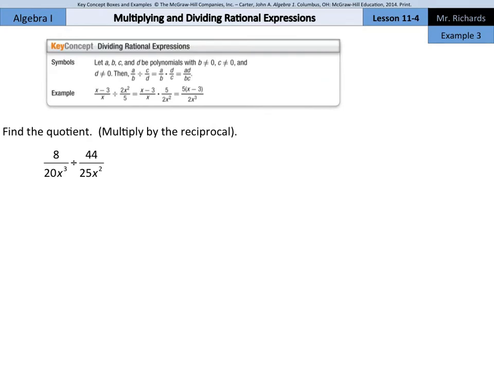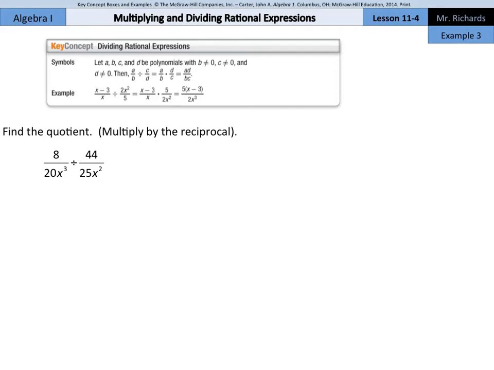Remember back when you first learned how to divide fractions? There was the whole multiplying by the reciprocal thing, keep, change, flip. Well, we're going to do the same thing here as we divide rational expressions. We're going to multiply by the reciprocal.